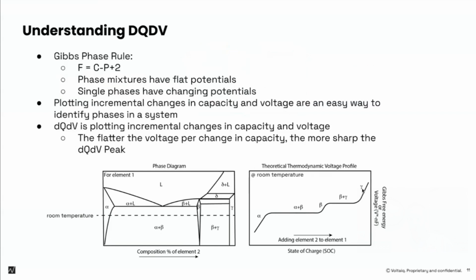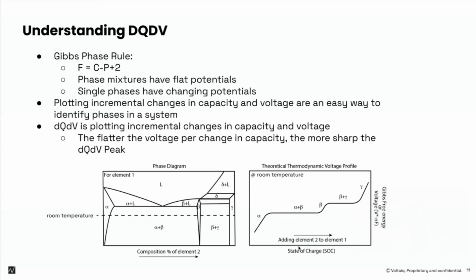The reason that you see things as very flat, or maybe just slightly increasing, comes back to the Gibbs phase rule, which means that the degrees of freedom depend on the number of components and phases in the system. So phase mixtures are going to have very flat voltage profiles, whereas single phases are going to have those changing voltage profiles. Plotting these incremental changes, if we talk about this right here, this would be a change in capacity, right?